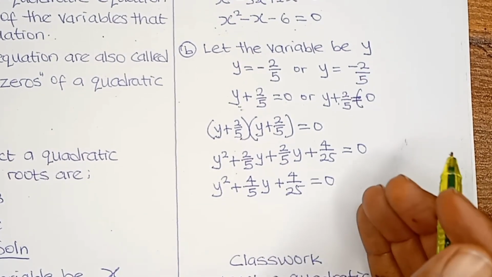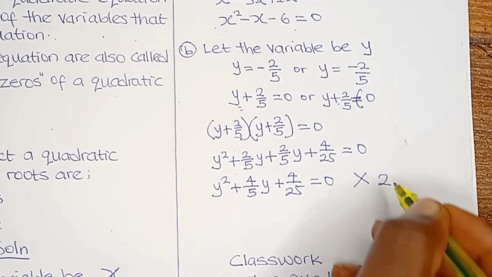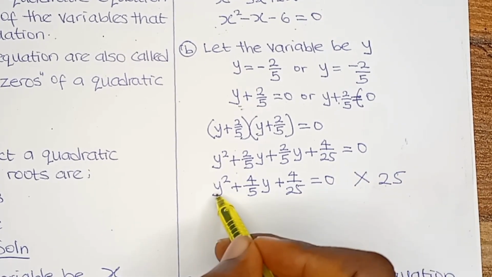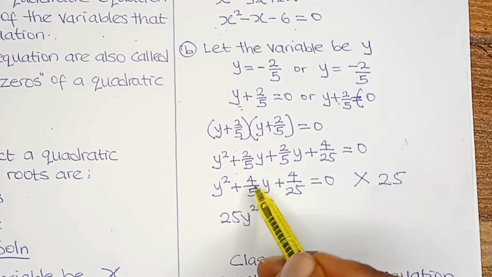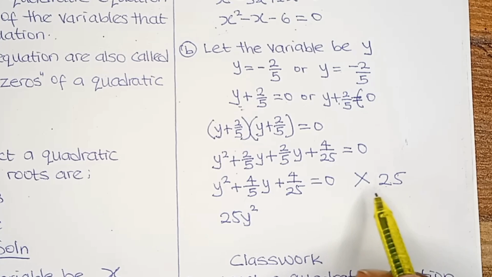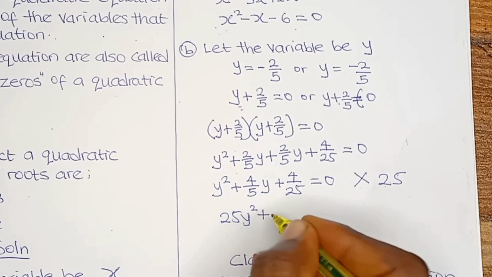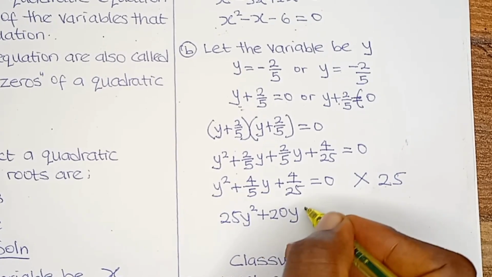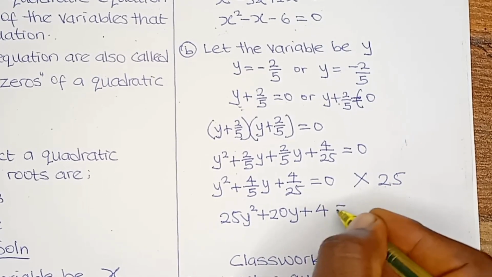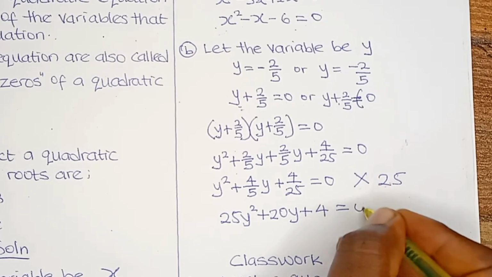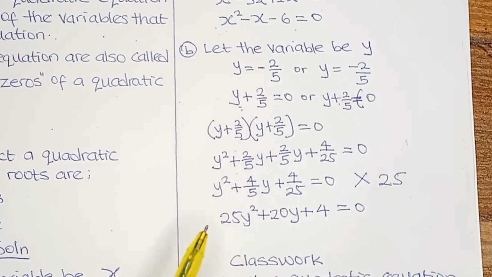We can leave it like this, or we can decide to multiply through by 25. If we multiply everything by 25, 25 multiplied by y squared gives us 25y squared. 25 multiplied by plus 4 over 5 y: 5 is going to cancel out with 25, so you have 5, and 5 multiplied by 4 gives you 20, so plus 20y. Plus 4 over 25: 25 cancels out with 25, so you have plus 4, equal to 25 multiplied by 0, which gives you 0. So we have constructed the quadratic equation from the roots of the quadratic equation.